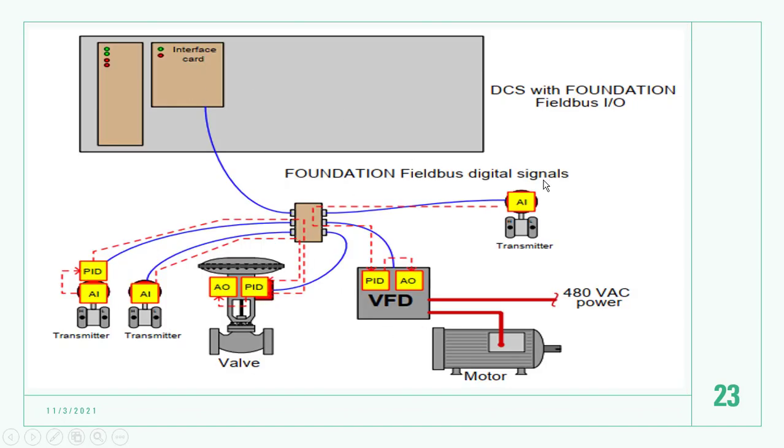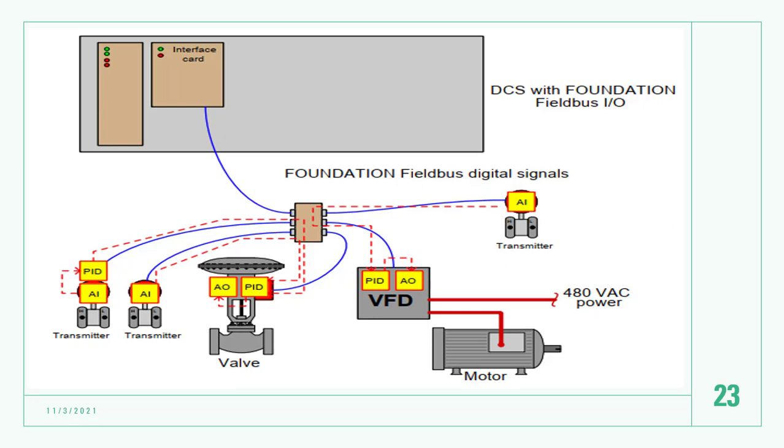This Foundation Fieldbus is digital, with the DCS. This one, the DCS, has an interface card and microprocessor. This one is the device with Foundation Fieldbus. All this, PID, AI, AO, is restored in the field instrumentation device. Look, all this here, AI, PID, AO. Okay, this Foundation Fieldbus has a special behavior property.